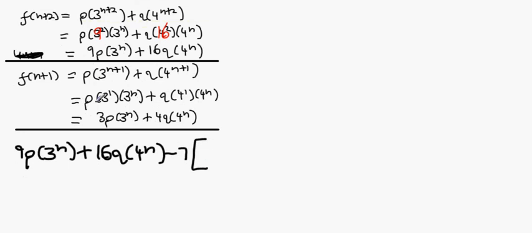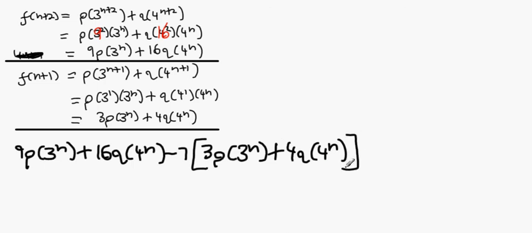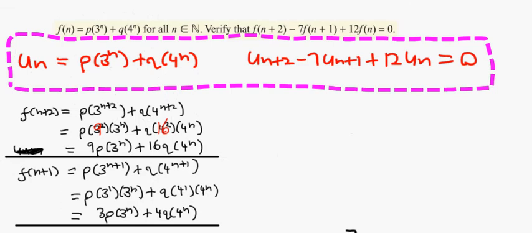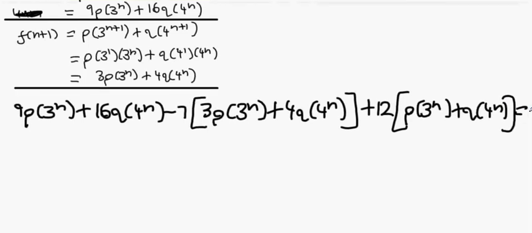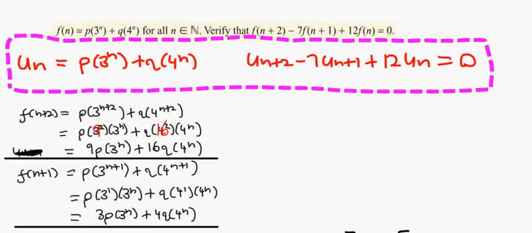bracket f of n plus 1, so it's going to be 3p 3 to the n plus 4q 4 to the n, and then at the very end we're going to have plus 12un, so it's going to be 12 times p 3 to the n plus q 4 to the n, and all this should equal 0. Okay, so let's begin.